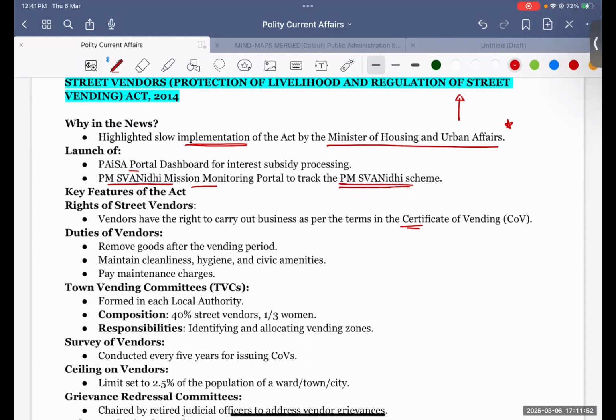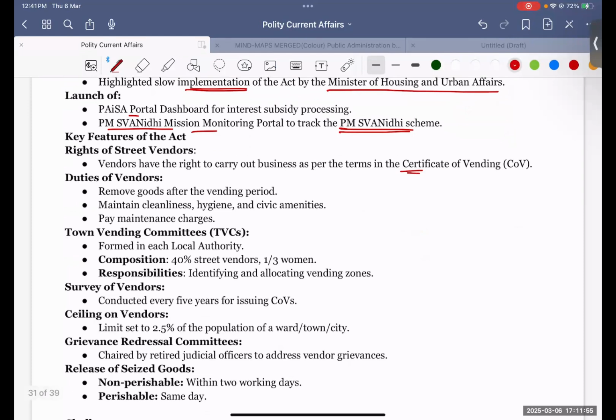So what are the key features of this act? So under this act, the street vendors, okay, street vendors are basically people who sell things on the street. So they have certain rights and they have certain duties. So what are the rights of the street vendors? That vendors have the right to carry out business as per the terms in the certificate of vending. Okay, so under this act, the street vendors get a certificate. It is called a certificate of vending. In that, they have certain terms, okay, which specify how they can carry out their business.